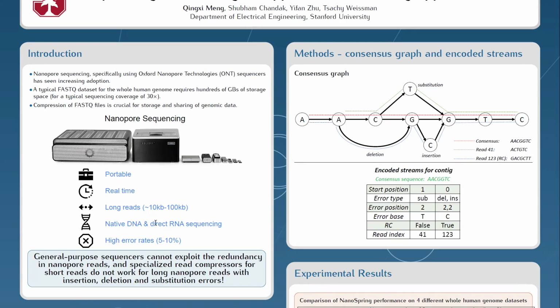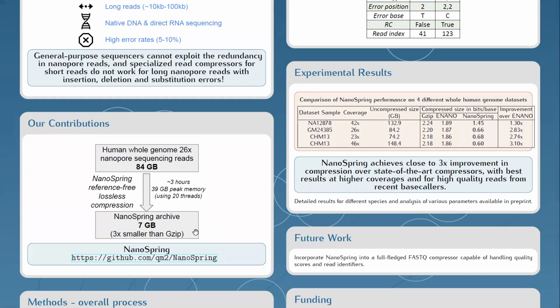Therefore, the compression of those files becomes very important for storage. General purpose compressors like gzip cannot exploit the redundancy in the reads. There exist specialized read compressors for short reads, but they do not work for long nanopore reads.